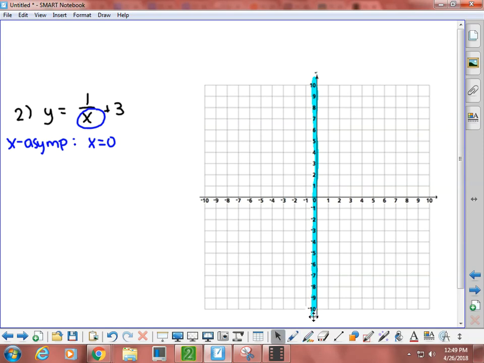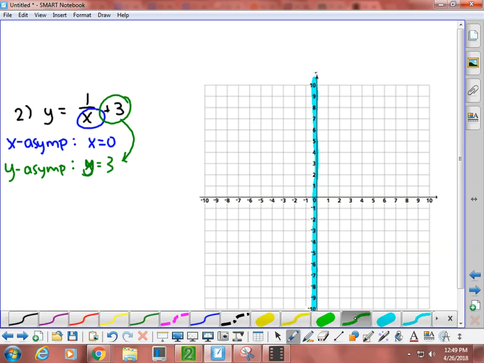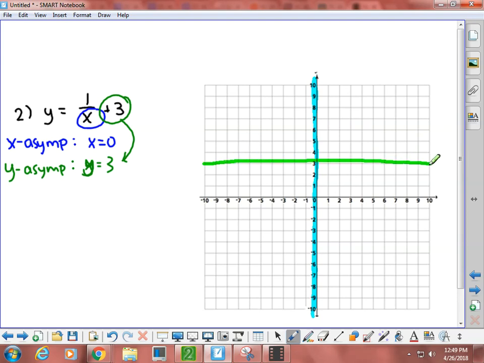Then I look at my outside number. That has to do with my y asymptote. And that's going to stay exactly the same. So it's at y equals 3. So y equals 3. Go on the y-axis to 3. So my line for that is right here. Okay, so now I'm going to find my intercepts. X-intercepts. That is when y equals 0.